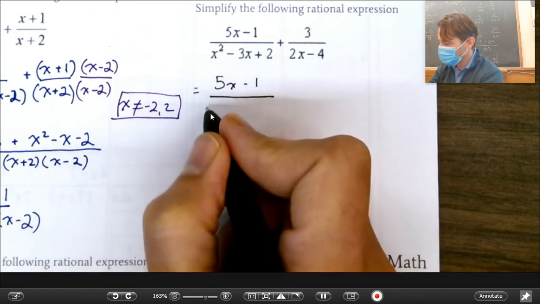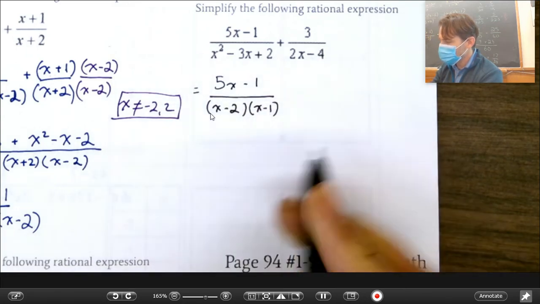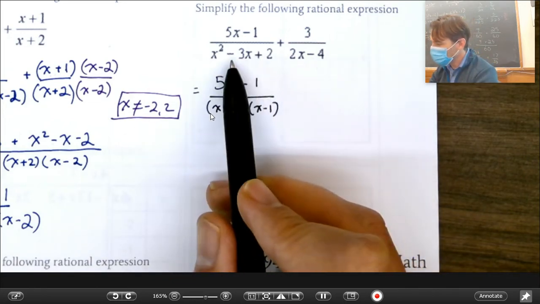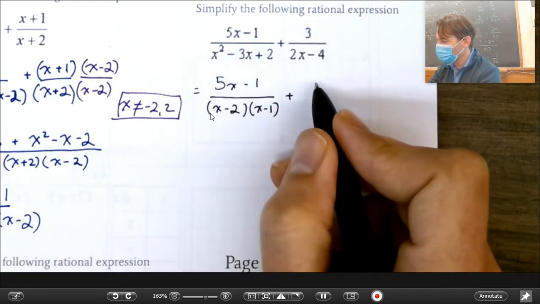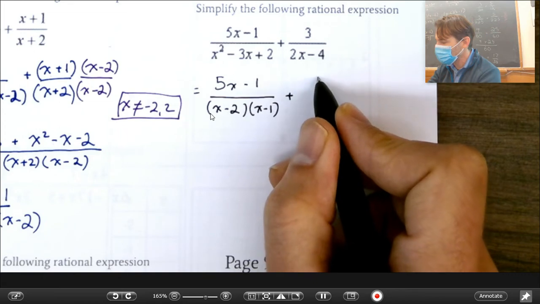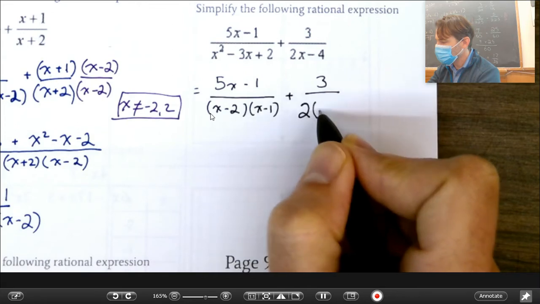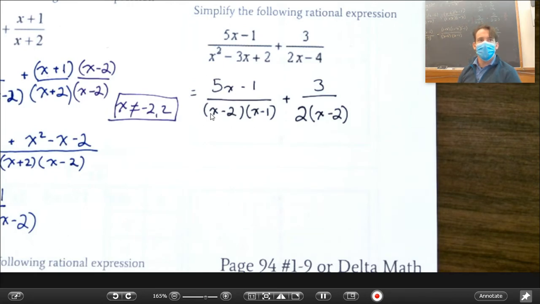What's that? -1 and -2. Oh, sorry, you're right. Wait. Yeah, that's right. And then plus, this is 3 over 2x minus 4. Does 2x minus 4 factor? What does it factor into? I common factor it. I see that 2 is common to both, and I factor out the 2. So 2x minus 4 factors into 2 multiplied by x minus 2.